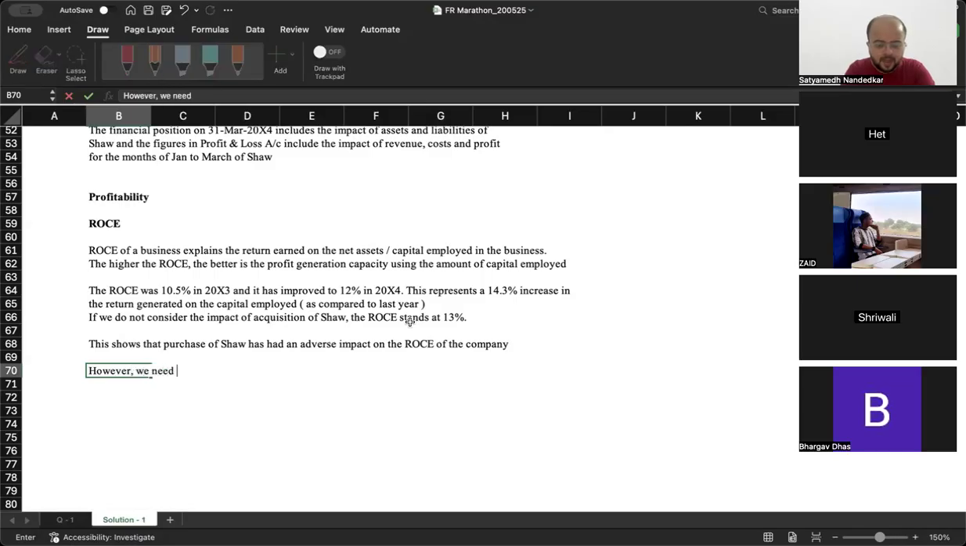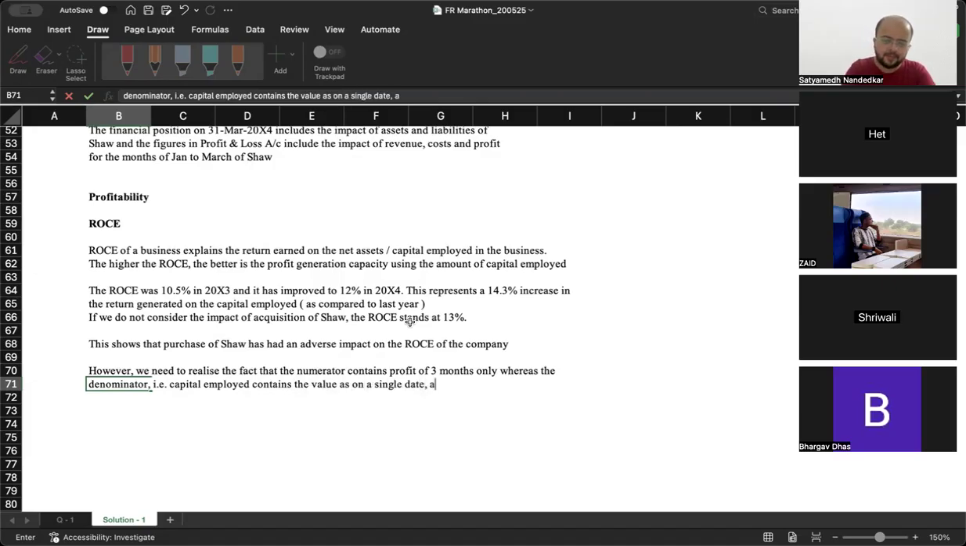However, we need to realize the fact that the numerator contains profit of 3 months only, whereas the denominator, that is capital employed, contains the value as on a single date at the end of the year. So आपका numerator and denominator, they represent two different things, and this comparison could make it inconsistent. This would make the comparison somewhat inconsistent.